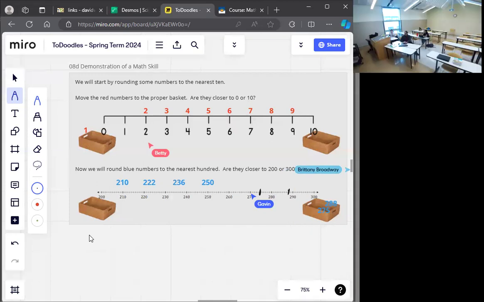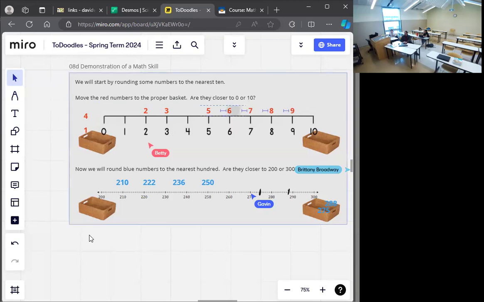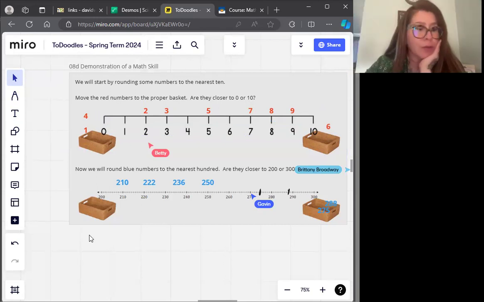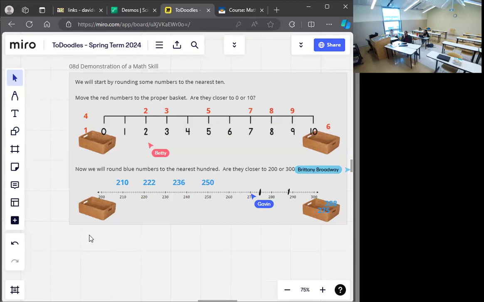So 4 is closer to 0. It's on the left side. 6 is on the right side. It's closer to 10. What about 5 though? It's right in the middle. There's no right answer. I will say it's close to 10. Yes, that's the official answer. But realize that that's the official answer because somebody just said it was true generations ago.